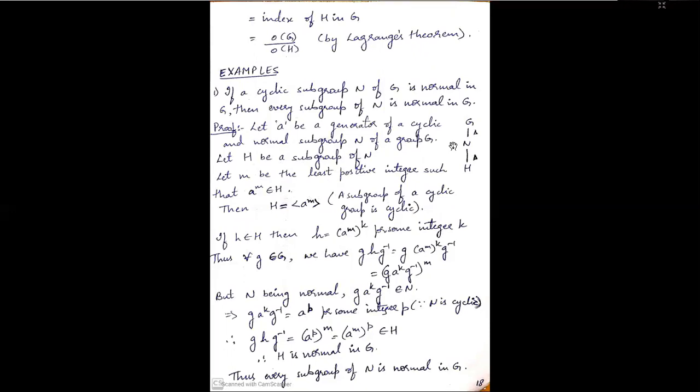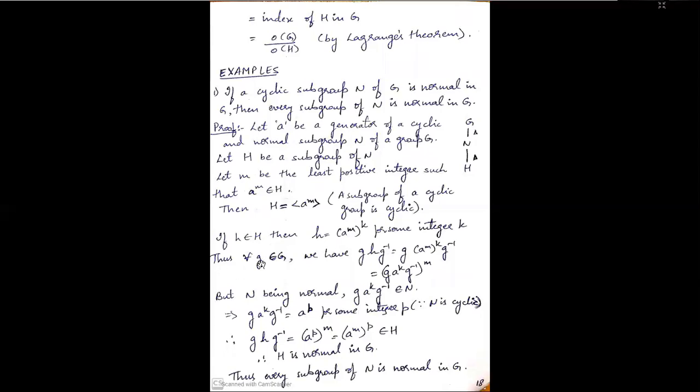That is to show that G h G inverse belongs to H for every h in H and g in G. If we show that, we can say that H is normal in G. So I take an element h belonging to H. Then, since H is a cyclic group with generator A to the power M, I can write h is equal to A to the power M whole to the power K for some integer K.